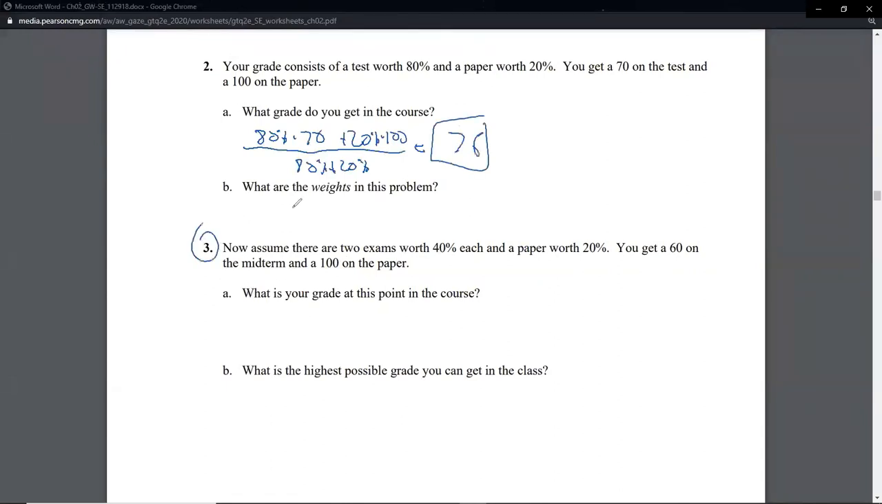Now we're in question 3. Now assume there are 2 exams worth 40% each and a paper worth 20%. I just wanted that completed for while we're working on 3. You get a 60 on the midterm and 100 on the paper. What is your grade at this point in the course?